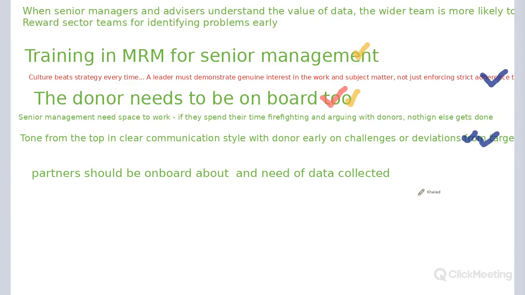Okay, let's start with some of these things about donors, which actually got the most number of ticks. The donor needs to be on board, and you need a clear communication style with the donor early on about challenges and deviations from targets. So these are looking at both aspects of the donor-program relationship from slightly different angles. What does the donor need to do, and what do your senior managers need to do in order to work with them? What's your experience with this, Khaled?